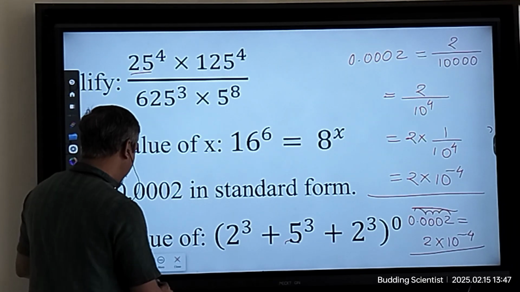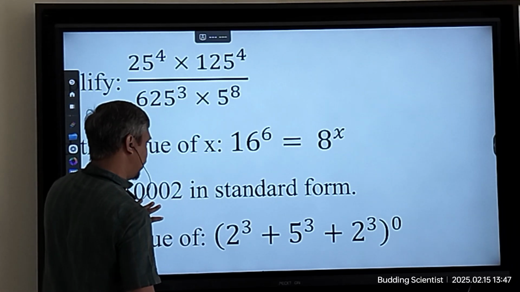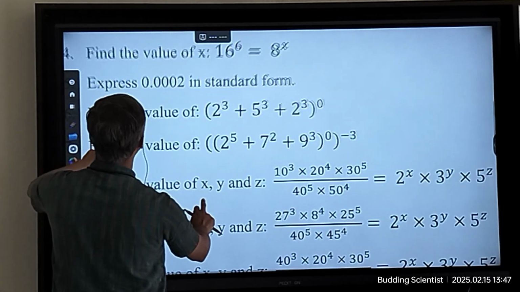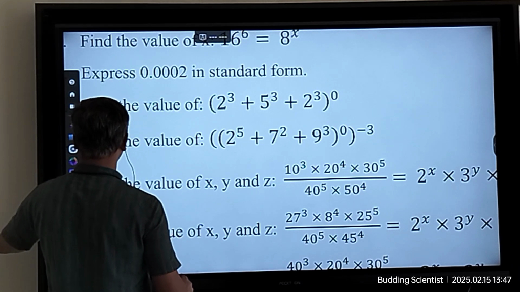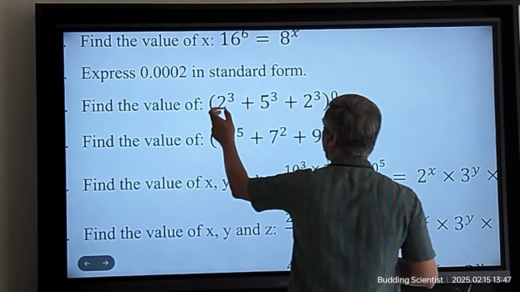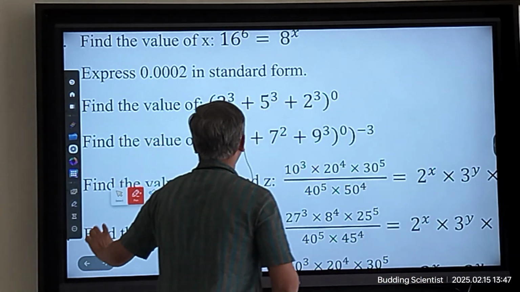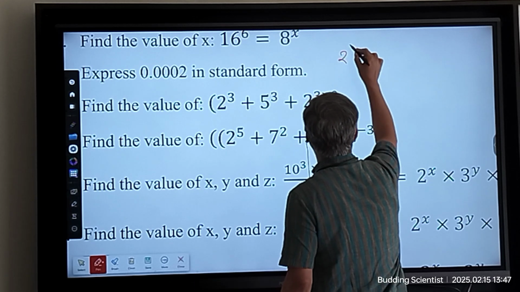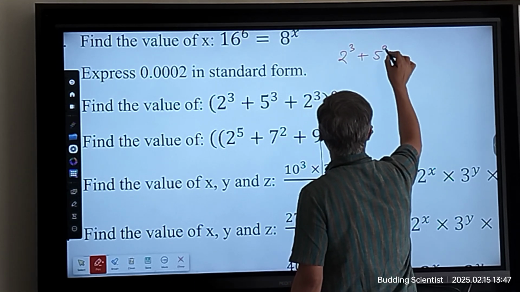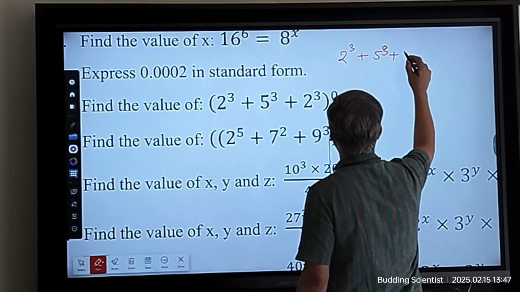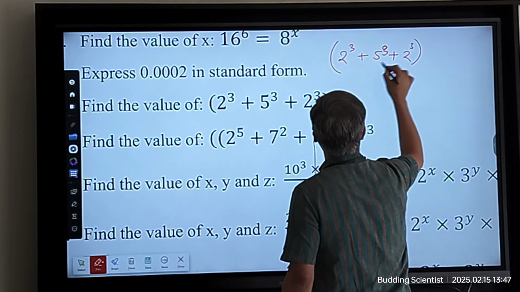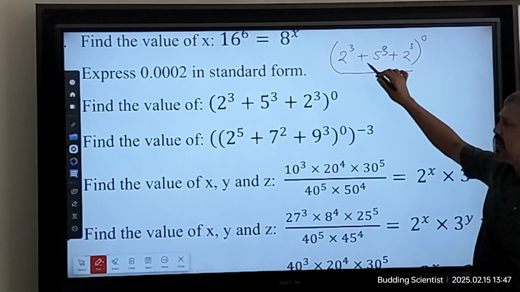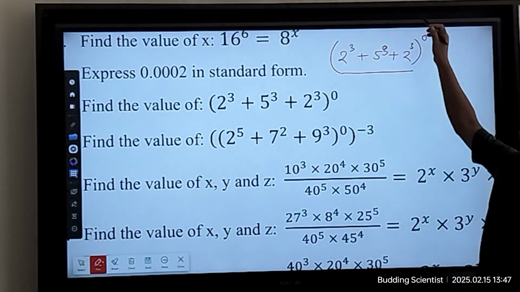Then find the value of, this question is rather simple. Find the value of (2 raised to 3 plus 5 raised to 3 plus 2 raised to 3) raised to 0. Whatever be inside this bracket, the bracket is raised to 0, and anything raised to 0 is 1.